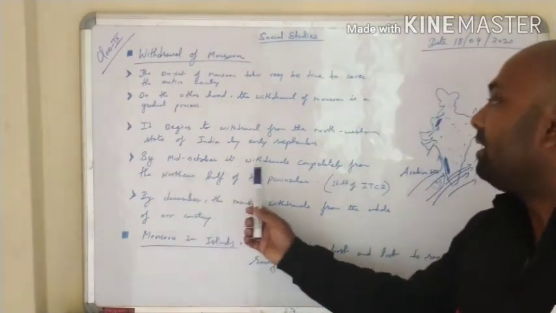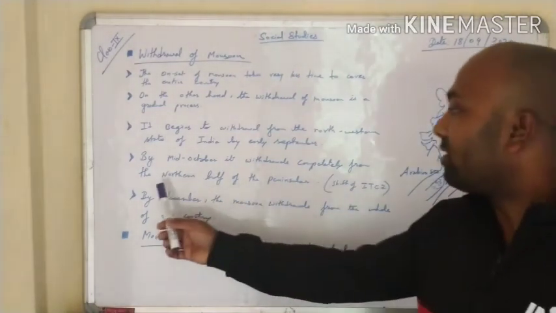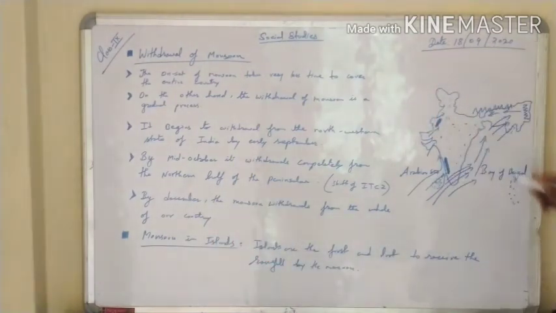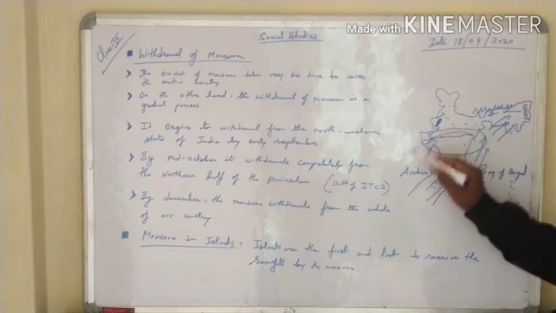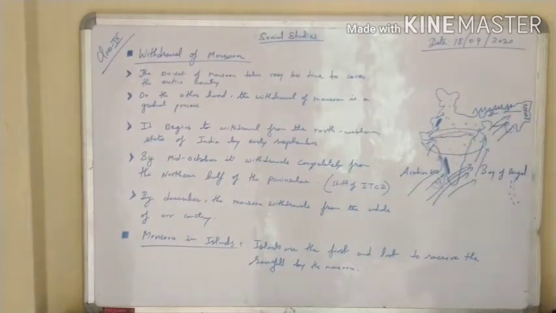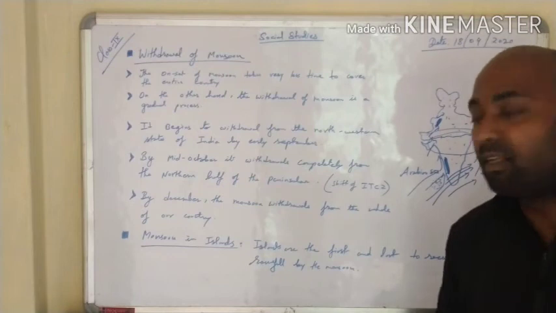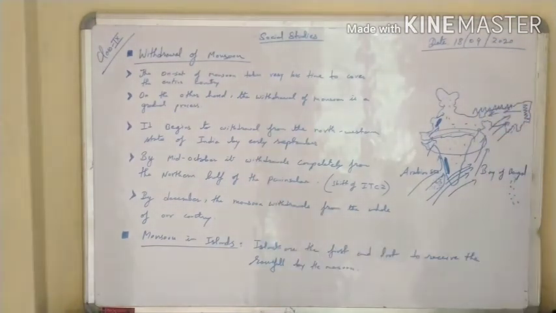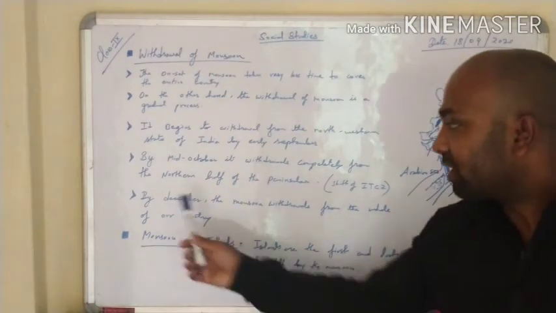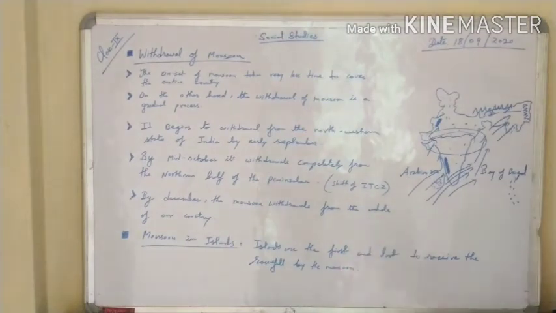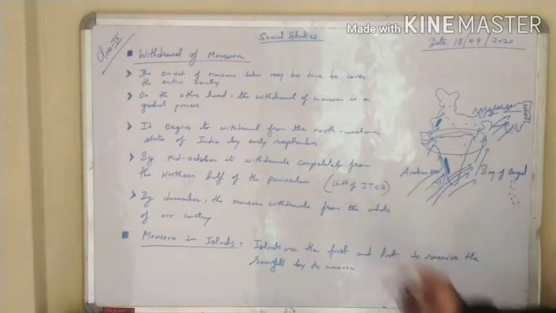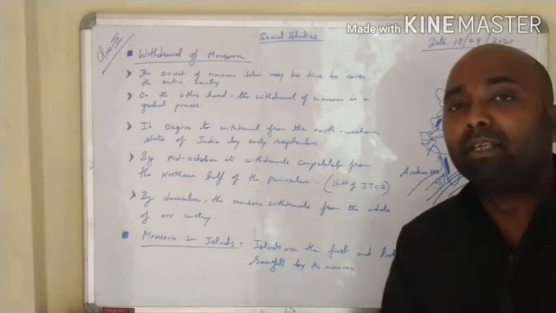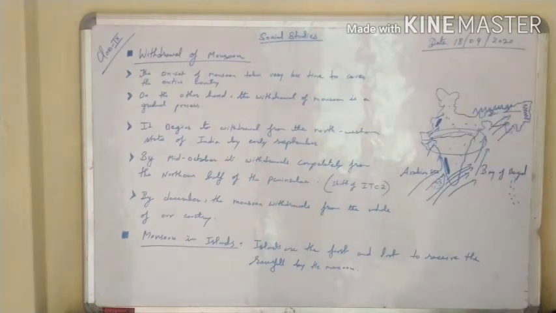By mid-October, it withdraws completely from the northern half of the peninsula. That means if this is our peninsular India, from the northern part of peninsular India you will find that the rainy season has almost withdrawn by mid-October. Now when we talk about December, by December the monsoon withdraws from the whole of our country. So December is the time when the country will receive zero rainfall. That means at that time the monsoonal rainfall will not be there.